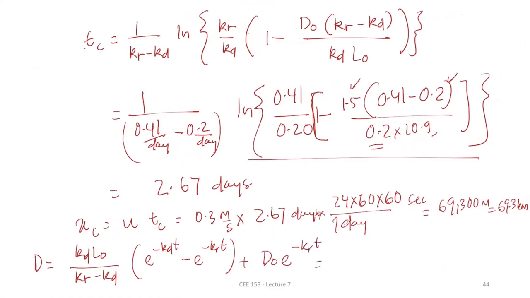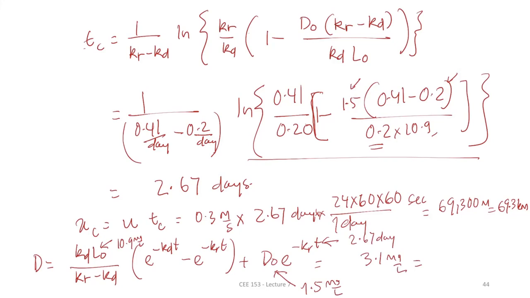So again, D0 is given. D0 is 1.5 milligram per liter. This is given. L0 is 10.9 milligram per liter. Everything else is given because at that point t is TC, that's 2.67 days. And KR, KD values, you know. So if you substitute all those values, you should be able to get it. So it's 3.1 milligram per liter. So that's the amount, the deficit.